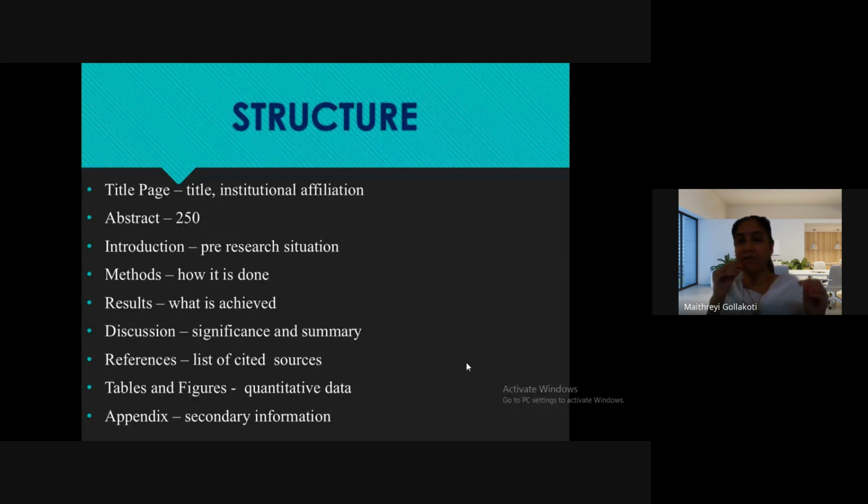Now, next comes results. What are the results you have achieved after doing the research? After finishing the results, the next part will be discussion. In discussion, you will discuss the results, how the results are, what the advantages and disadvantages are, and what the significance of your research is. And basically, you will write the summary. The overall summary you will write in discussion.